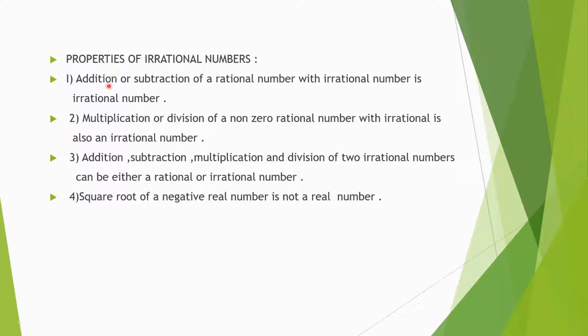Addition or subtraction of a rational number with an irrational number is an irrational number. Multiplication or division of a non-zero rational number with an irrational number is also an irrational number. Addition, subtraction, multiplication and division of two irrational numbers can be either a rational number or an irrational number. Square root of a negative real number is not a real number.